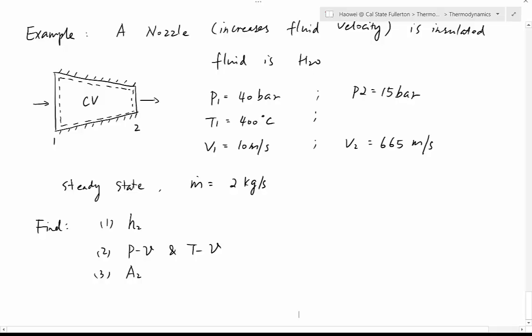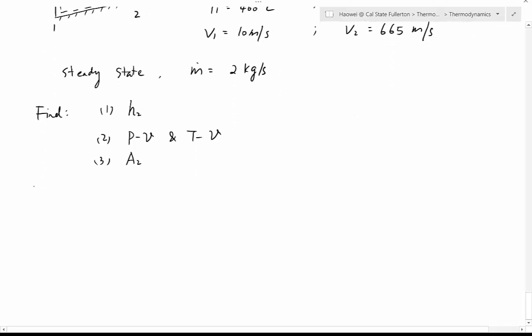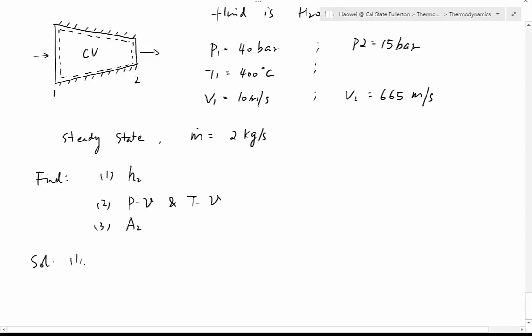We're looking for three things. The first one is the specific enthalpy h2 at the exit. Second one is to sketch this process on P versus nu and T versus nu diagrams. And the last one is to look for the cross-sectional area of surface number 2, A2. Let's start from the first one. Okay, we're probably going to use first law of thermodynamics because that's the only equation we have that has h in it.